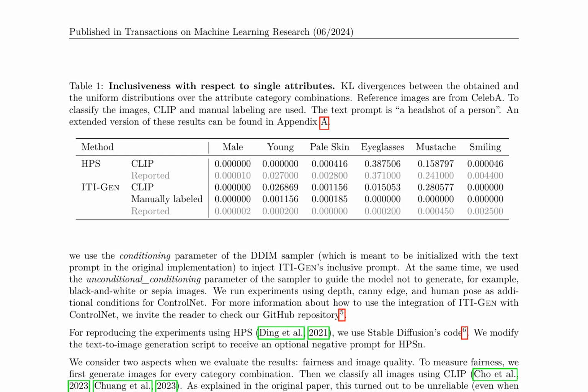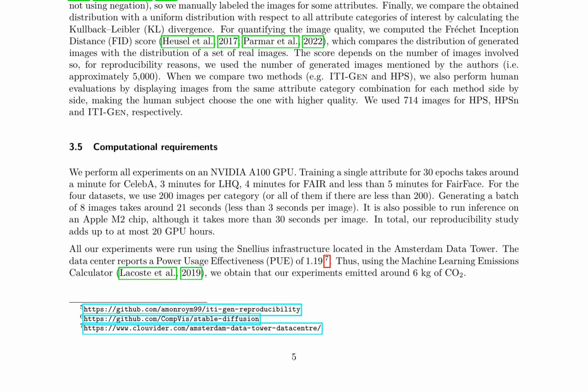The research paper evaluates the ITI-GEN model, a text-to-image generation model, focusing on its inclusiveness, image quality, and scalability. The authors investigate the model's performance across various attributes using the Celeba dataset and compare it with HPS and HPSN models. ITI-GEN outperforms HPS in terms of FID scores, suggesting better image quality, but human evaluations show a preference for HPS in 52.24% of the cases, highlighting a discrepancy between the FID scores and human perception.